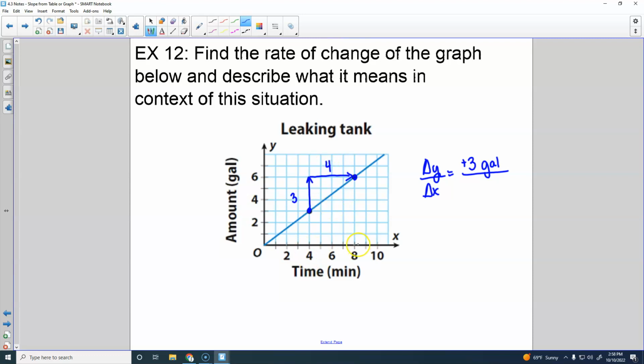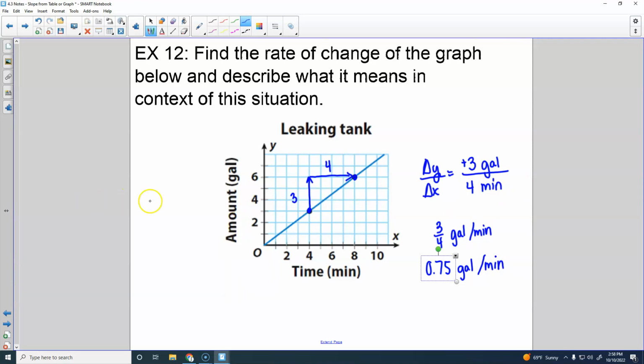And so if I go to the right 4, it is 4 minutes. In the case of, we could leave this a fraction. We could say 3/4 gallons per minute. Or in the case of application problems, a lot of times you want to get decimal, so say 0.75 gallons per minute. There.